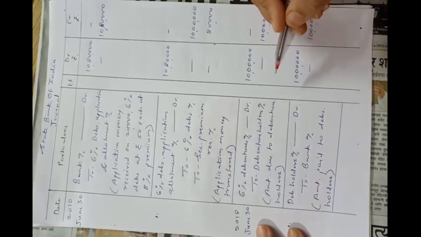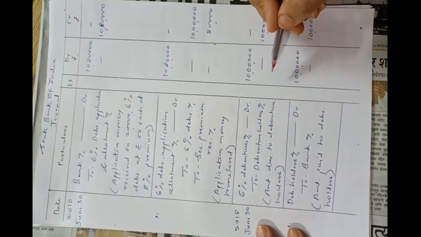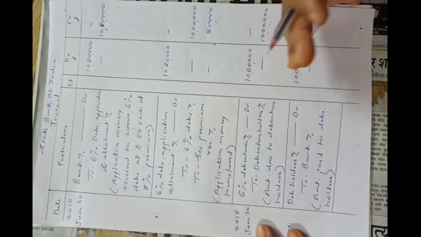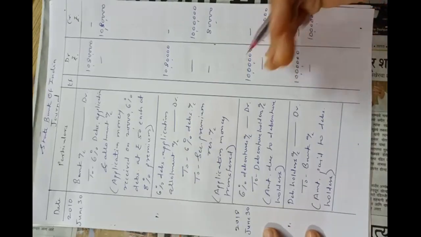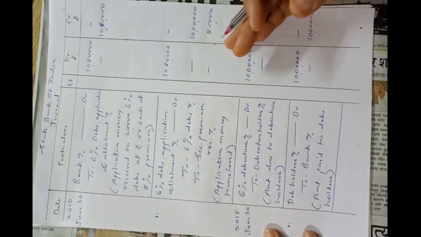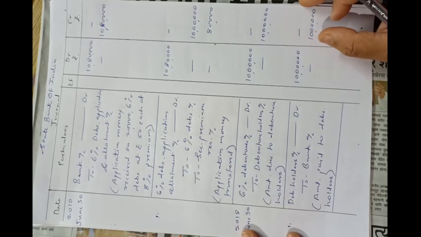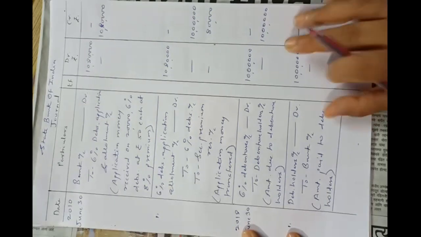As DRR is not created, the entry of DRR transferred to general reserve will not be passed. As investment is not made, encashment of investment or interest received entry will not be passed in this problem. So only 4 entries to be passed in this problem. When it is a banking company or financial institution, it is not required to create DRR. Understood?